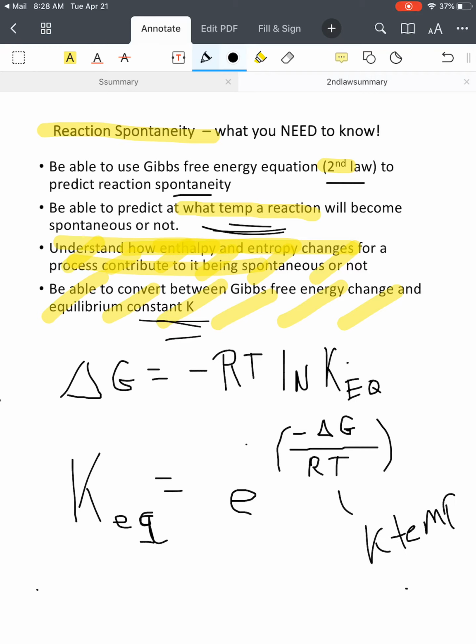Now remember, T in this equation is our Kelvin temperature. Always Kelvin. And R in this equation is our gas constant. It's the value of 8.3145, and joules are the units attached to that. So when you plug in units up here for your delta G, you want that to be in joule units as well.